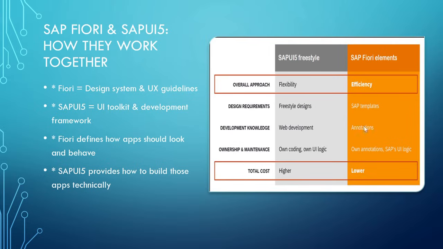When it comes to SAP Fiori elements, it's best for apps that deal with master-detail views, lists, and simple forms like travel requests, purchase orders, and approval apps. So Fiori elements will be fast, efficient, and it follows all Fiori guidelines. Freestyle gives you the freedom, but at the cost of effort and economy.